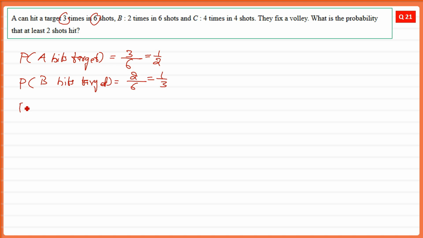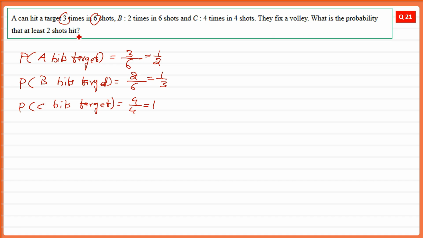Third one is the probability of C hits the target. When C hits the target, the probability is 1. This will play a very important role when we are solving the numbers, right? First, we have to devise the formula and expression, etc. So the probability of C hitting is always 1.